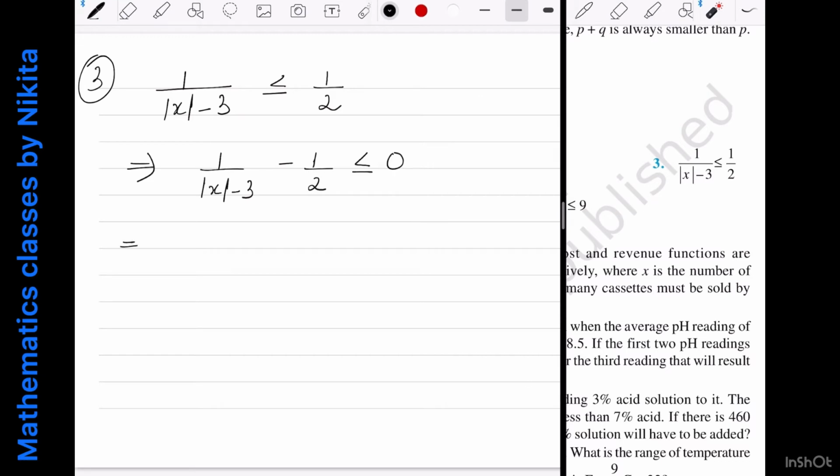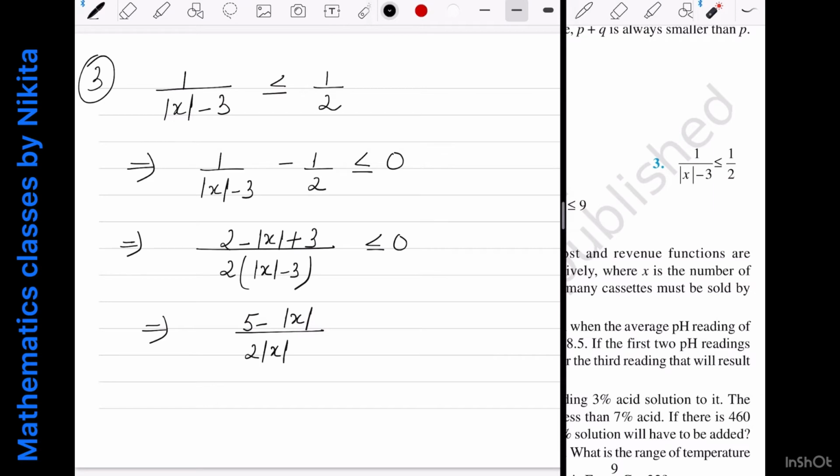Now take the LCM. Now when I take the LCM, I will get twice of mod x minus 3, then 2 minus mod x plus 3 is less than or equal to 0, and this implies that 5 minus mod x divided by 2 mod x minus 6 is less than or equal to 0.